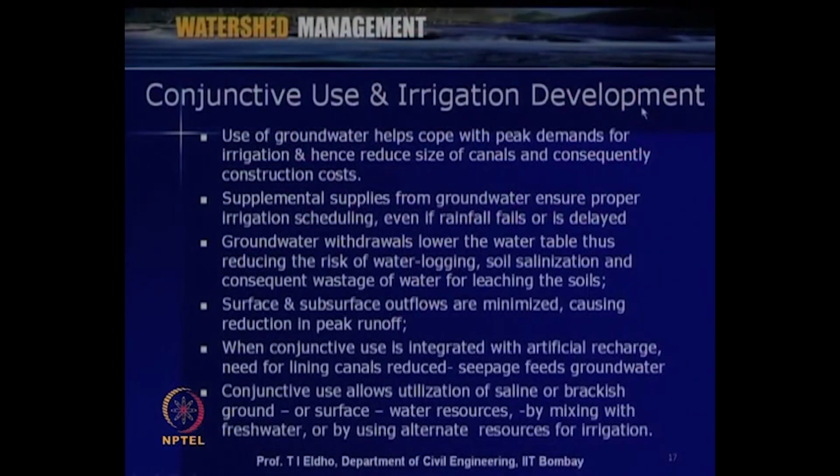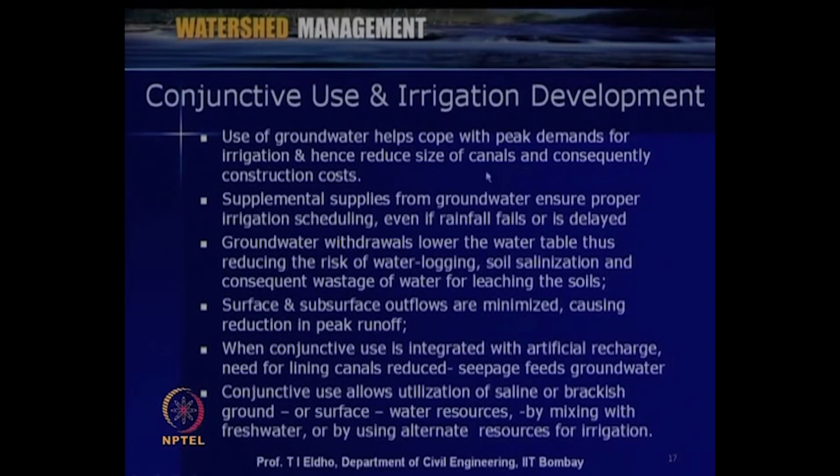Now, as we discussed earlier, the water use is mainly in the irrigation sector. Most of the time, if we can utilize conjunctive use as far as irrigation is concerned, that is our main thrust. So, how can we use conjunctive use as far as irrigation development is concerned? Some of the important issues are listed here. Conjunctive use of surface water and groundwater can be used in irrigation development.